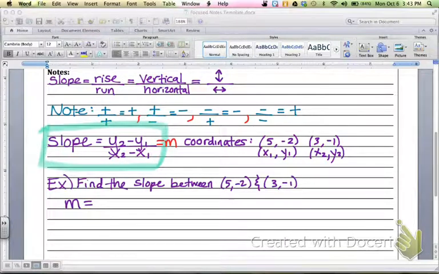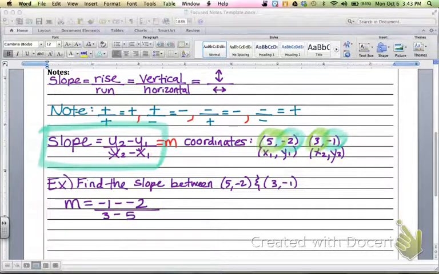Up here it says y2 minus y1. So if I look over here, here's y2 and here's y1. If I'm going to do y2 minus y1, I have negative 1 minus a negative 2. That's y2 minus y1. And then on the bottom, I have x2 minus x1. Here's x2 and here's x1. So when I write that, I write 3 minus 5.